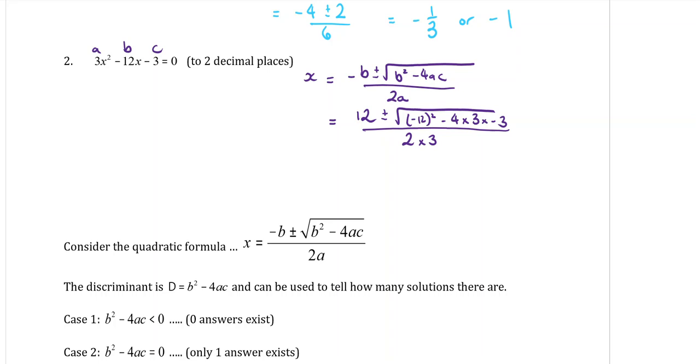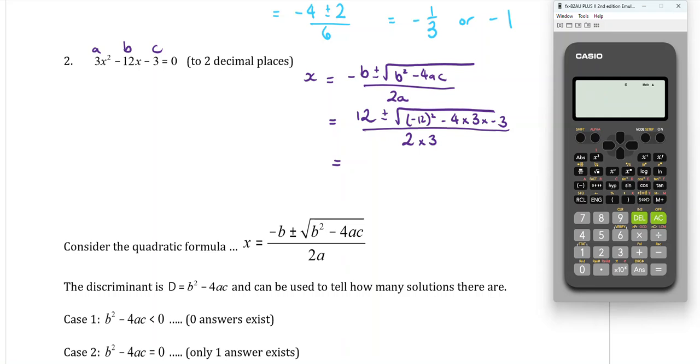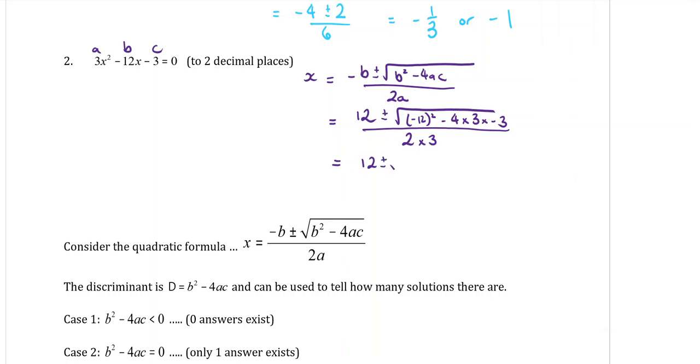Okay, like last time, I'm going to simplify the part that is underneath the square root sign. So if you want to use your calculator for this, that would be fine. It would be, actually without the square root, negative 12 squared minus 4 times 3 times minus 3, and we get 180. So it's 12 plus or minus square root of 180 all over 6.